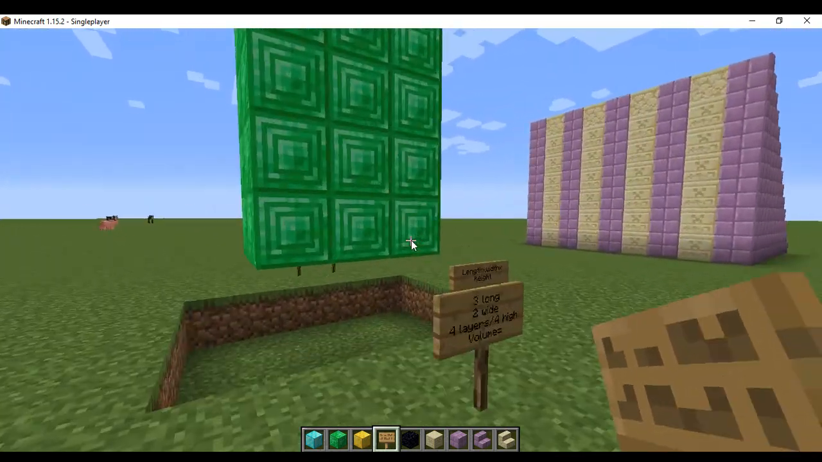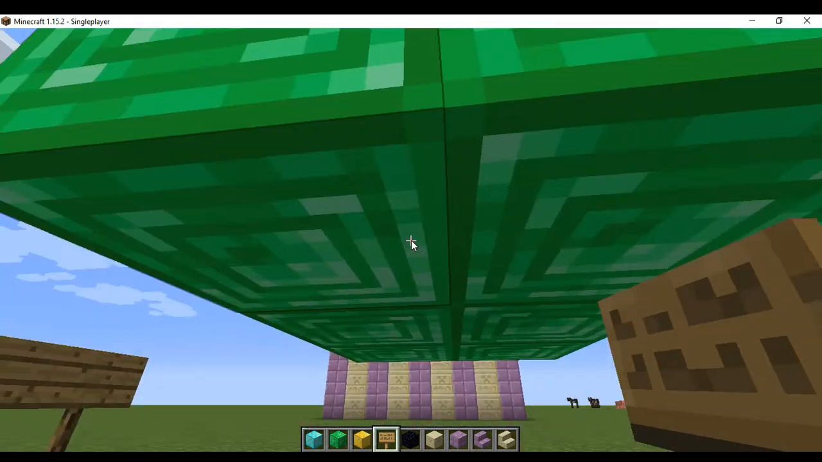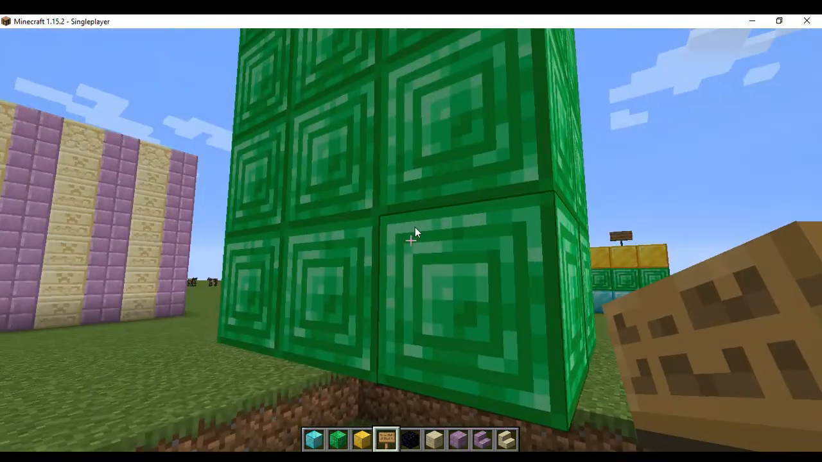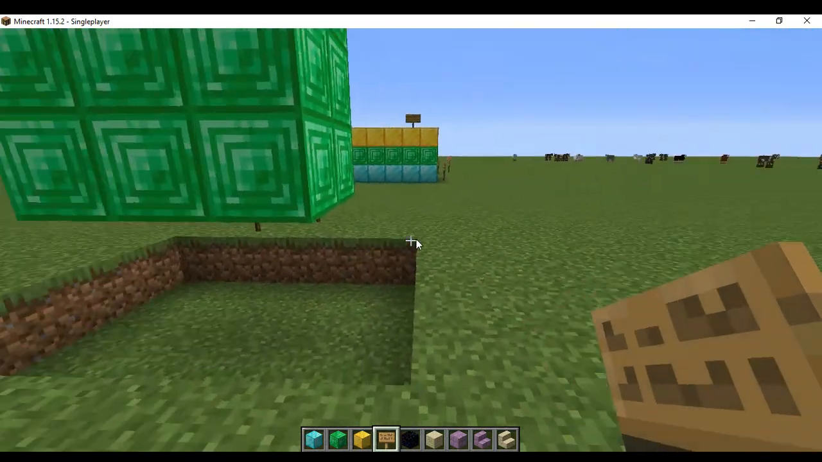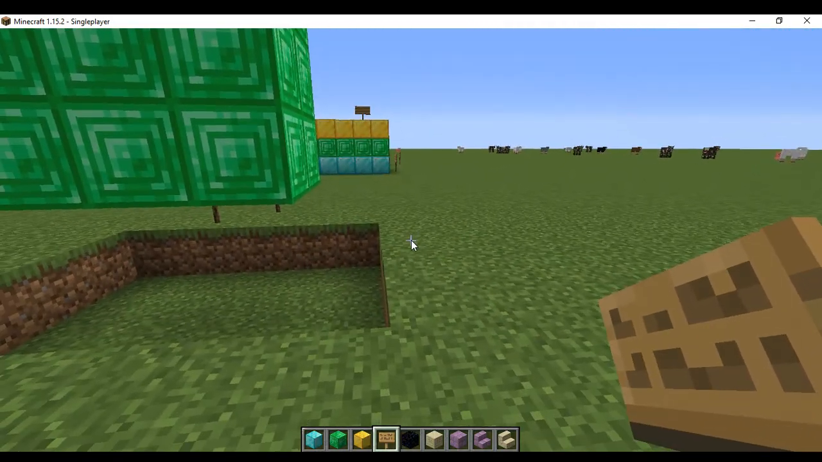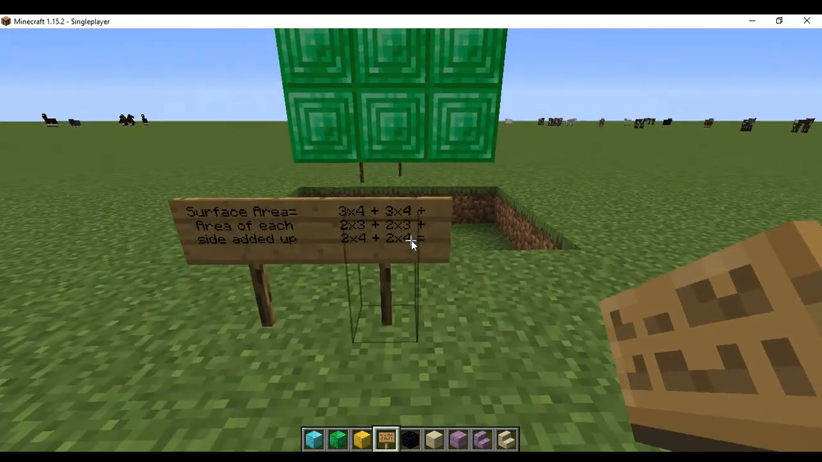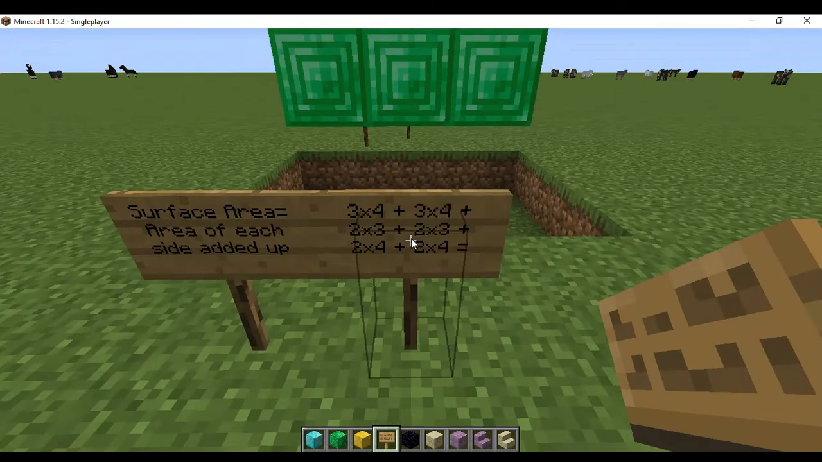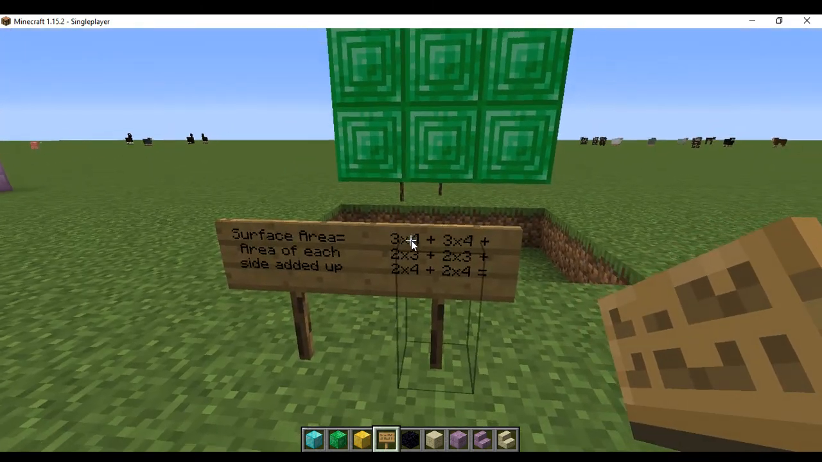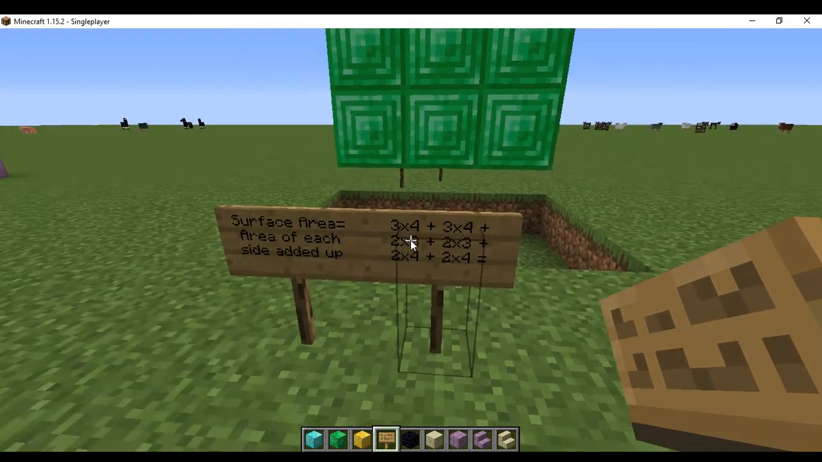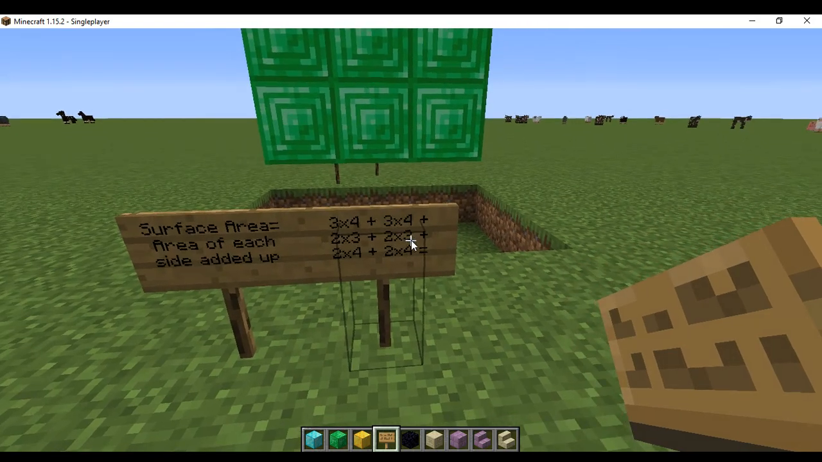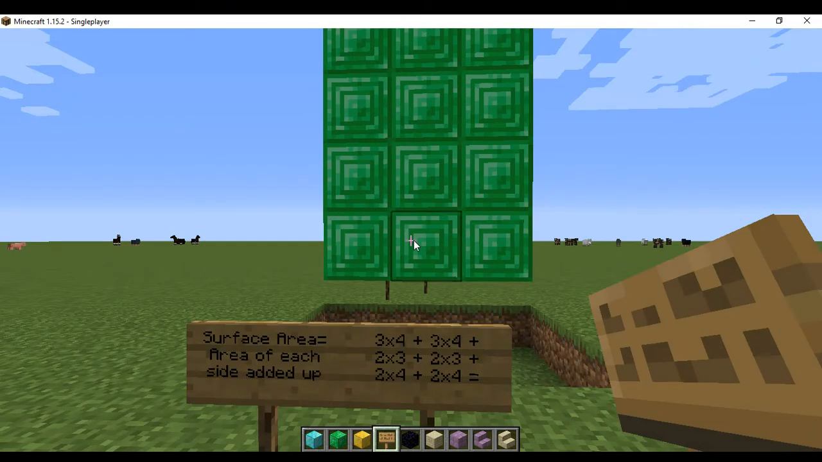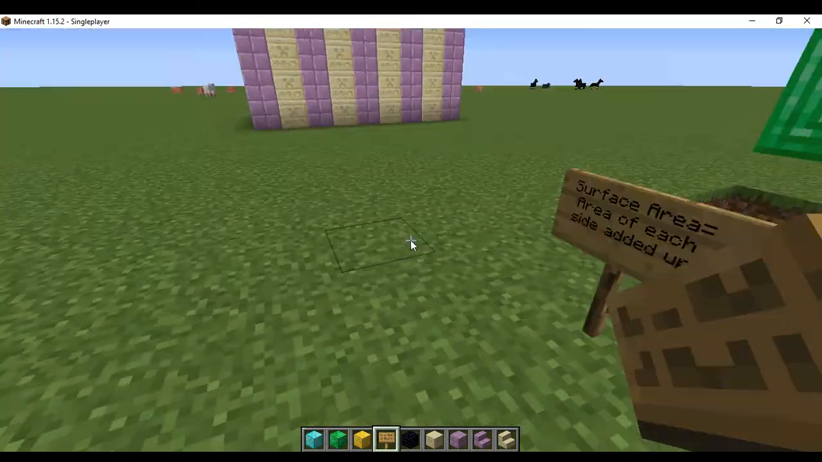And here I have the same thing. Here I did dig out underneath the shape so that you could, if you wanted to, count 1 centimeter square at a time and get the total. But hopefully we're at a point where we can use some multiplying to speed up that process. So here, the surface area, area of each side added up, and I even wrote it out for you. I've got 3 times 4 plus the other 3 times 4, 2 times 3 plus the other 2 times 3 plus 2 times 4 plus the other 2 times 4 will get me the surface area of this shape.